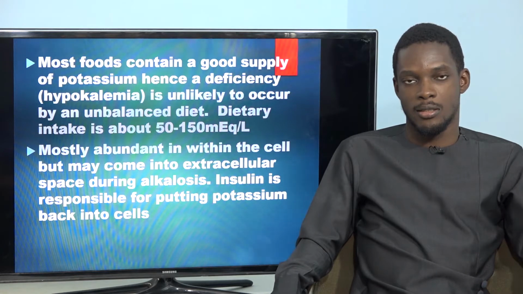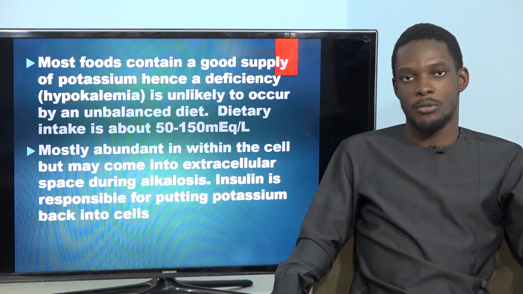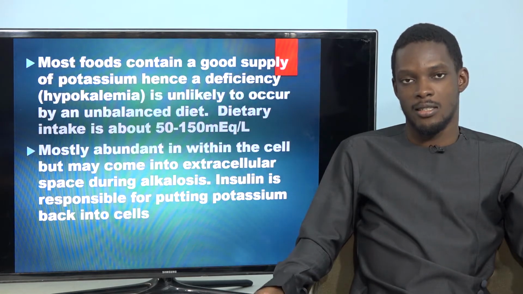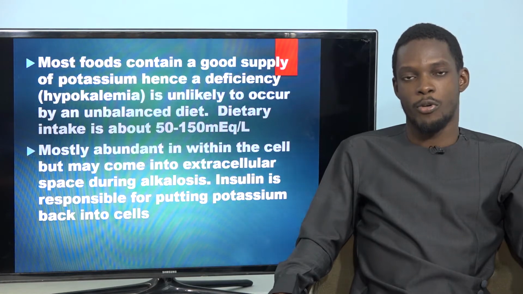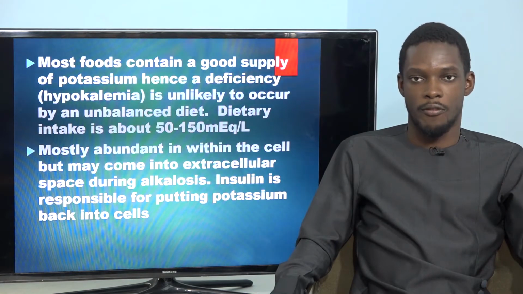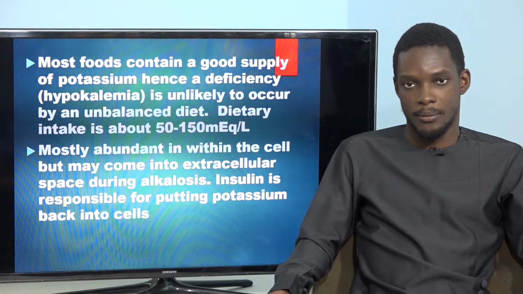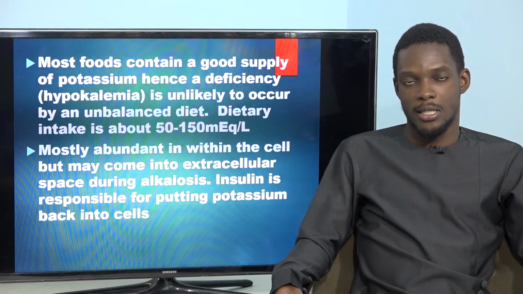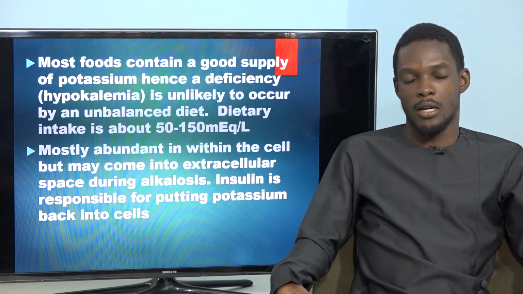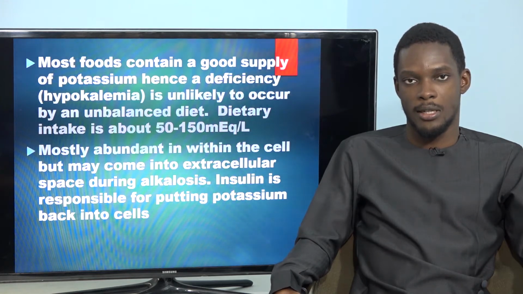In the kidneys, when it comes to tubular reabsorption, about 60 to 68% of potassium is reabsorbed at the proximal convoluted tubules. The loop of Henle takes about 12%. And when the body has excesses, there's secretion at the distal convoluted tubules, and that results in the balancing of the potassium we have in the body. You have to bear these in mind as you come to identifying hypokalemia and hyperkalemia.